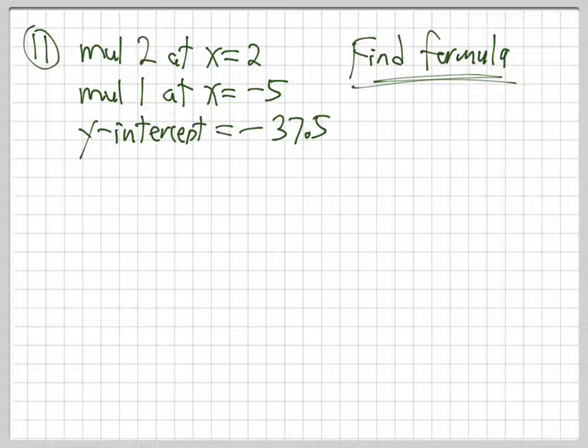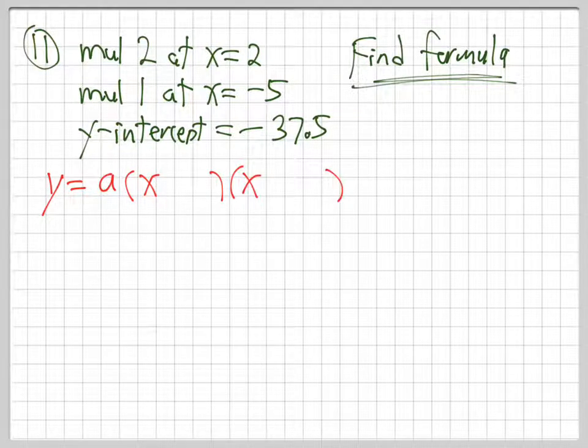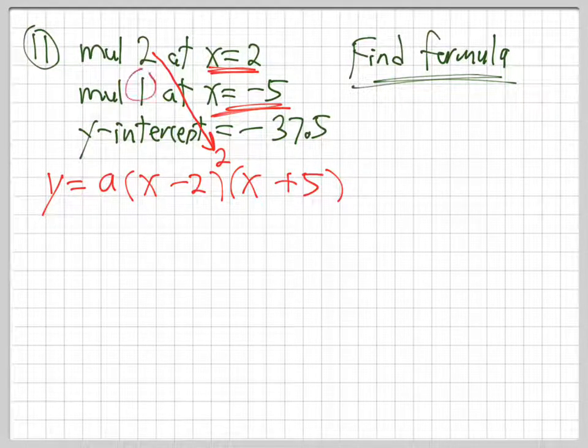Okay, so here's number 11. I'll do the beginning part. We write y equals a, and then we do x, and what do we put next to x? The opposite of the x values. So if they have x equals 2, what am I going to put next to the x? Negative 2. And what power goes on that one? 2, because of the multiplicity. And the next one, x is negative 5, so what's going to go next to x? Positive 5. And the power, the multiplicity? 1. That's step 1: just the x values' opposites, and the powers are the multiplicities.